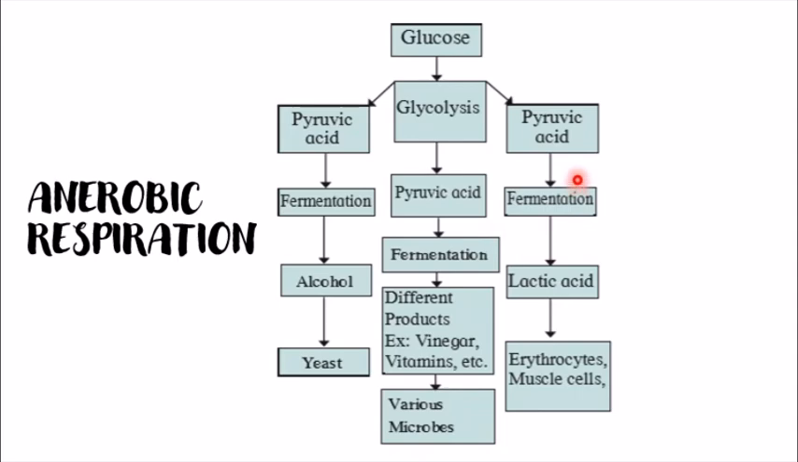In the human body, pyruvic acid formed after fermentation produces lactic acid. As there is no oxygen, lactic acid is accumulated. In yeast cells, pyruvic acid is produced through glycolysis, and through fermentation alcohol is produced in yeast. This is anaerobic respiration, which takes place in the absence of oxygen.